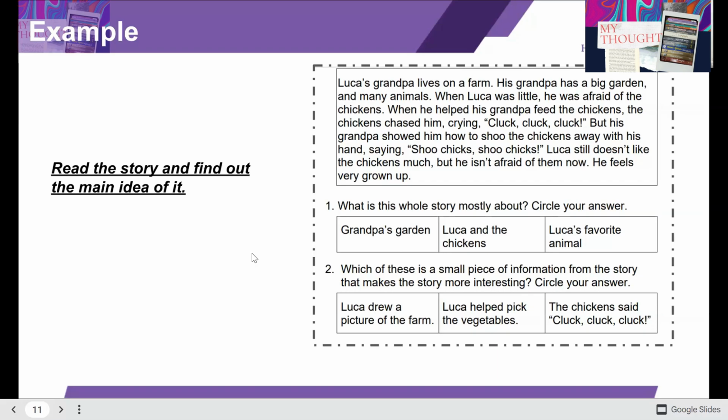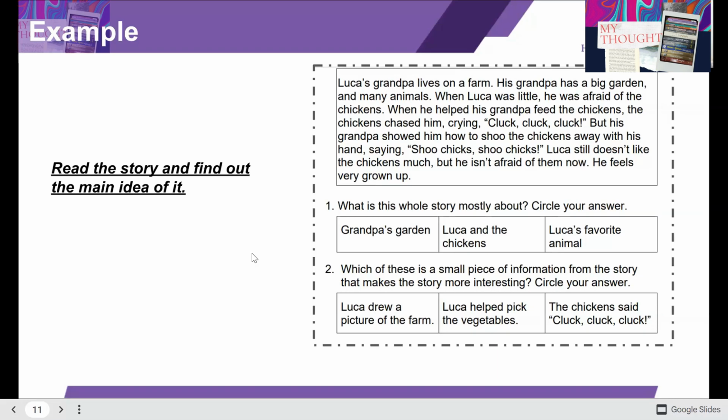For me also the same, because the other two options are not narrated in the story. Luca drew a picture of the farm: it is not mentioned. Also, Luca helped pick the vegetables: no, he didn't help pick the vegetables. It is shown that he helped feed the chickens. So obviously the left out one is the third one. What is making the story more interesting? The cluck cluck cluck is more interesting and funny.